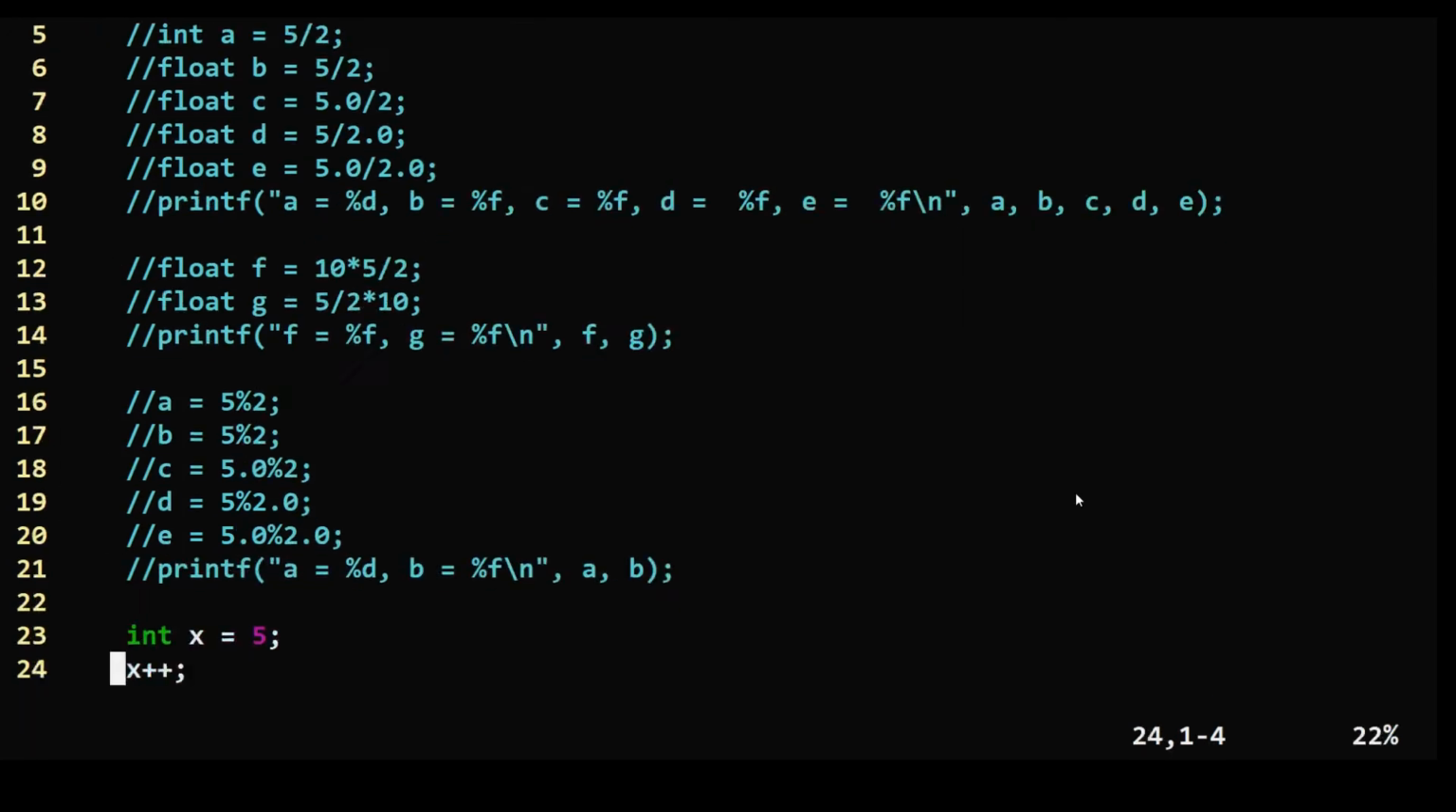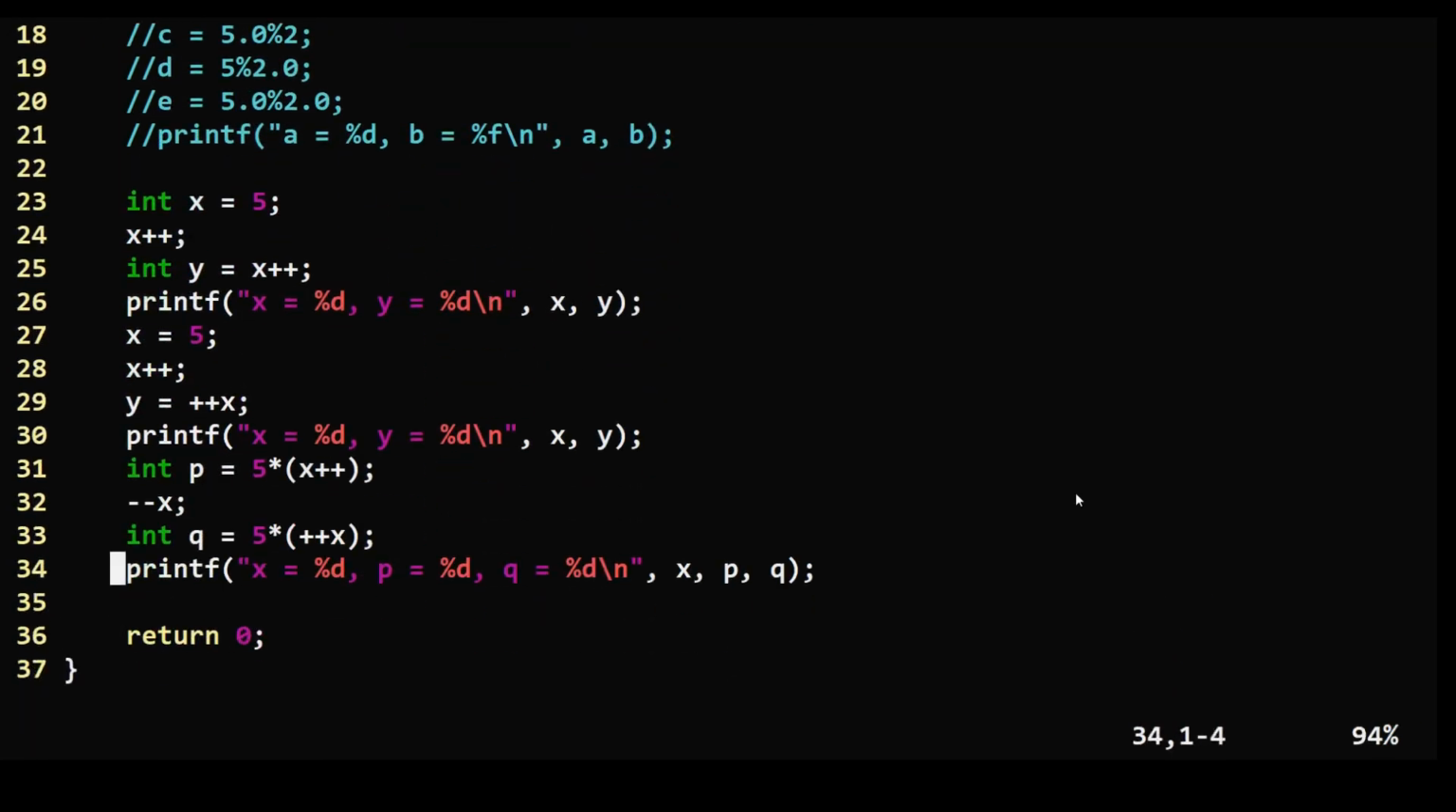So what happened over here? For p, we multiplied 5 with the value of x, then we incremented x. Then we again here decremented x by 1. Then for q, we first incremented x and whatever value is there, multiplied that with 5 and stored it in q. That's why p and q have different values.